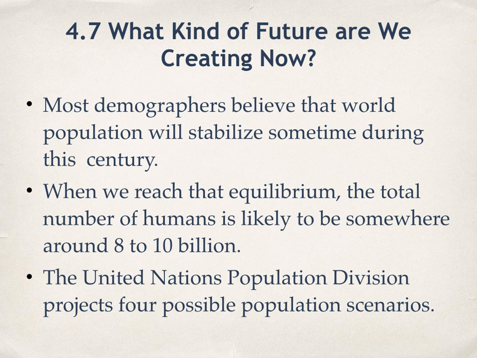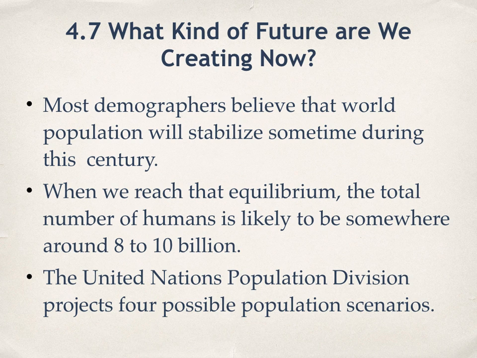Because there's often a lag between the time when a society reaches replacement birth rate and the end of population growth, we are deciding now what the world will look like in 100 years. How many people will be in the world a century from now? Most demographers believe that world population will stabilize sometime during the 21st century. When we reach that equilibrium, the total number of humans is likely to be somewhere around 8 to 10 billion, depending on the success of family planning programs and the multitude of other factors affecting human populations.